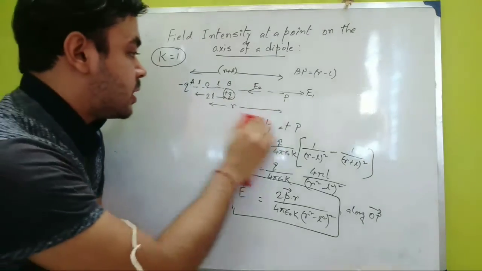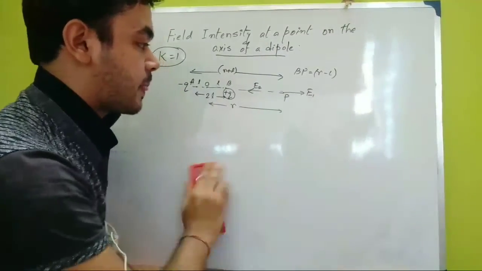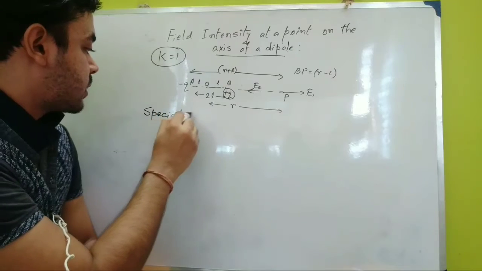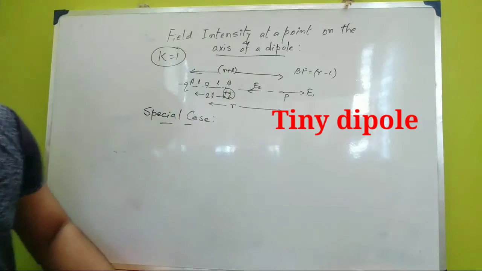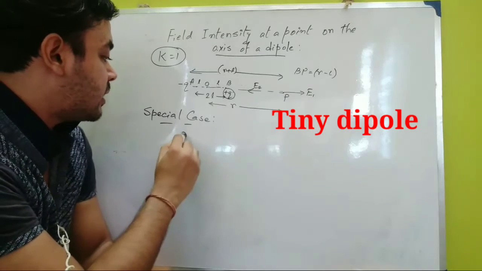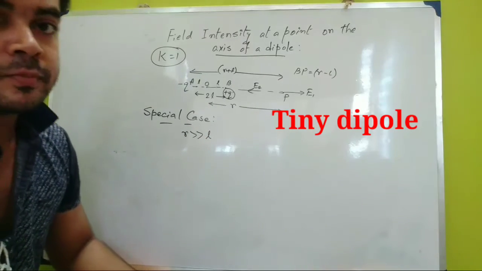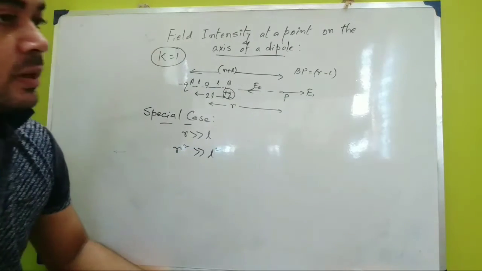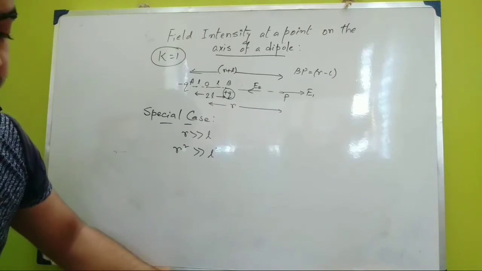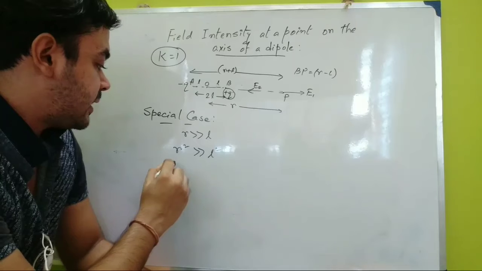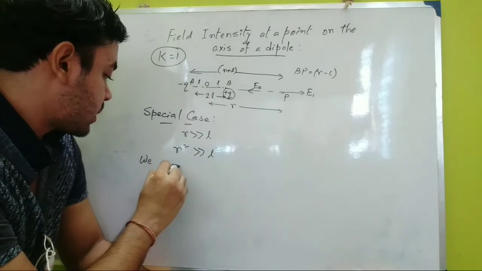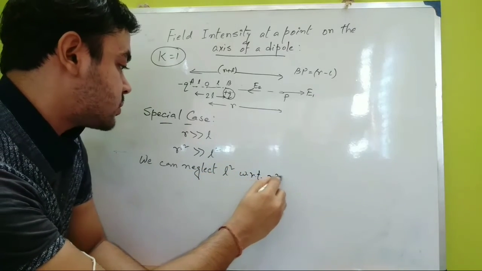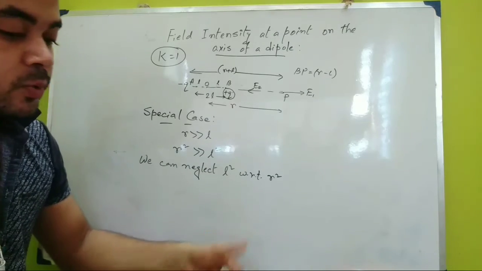I am clearing the board. Now some special case. Suppose R is very greater than L. Then R square will be very greater than L square. So we can neglect L square with respect to R square.